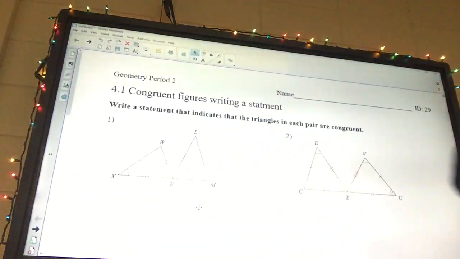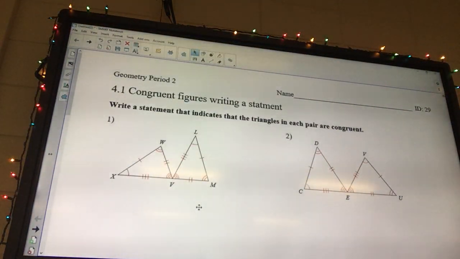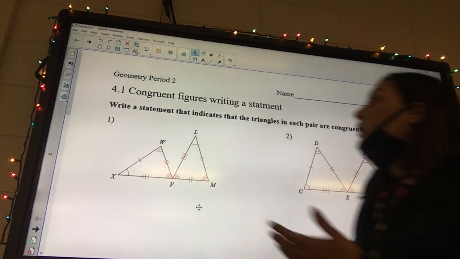I'm recording. Okay, so congruent figures, writing a statement. We've already talked about congruency.